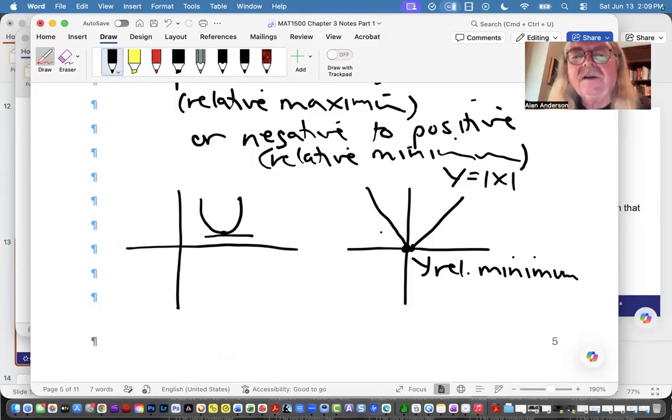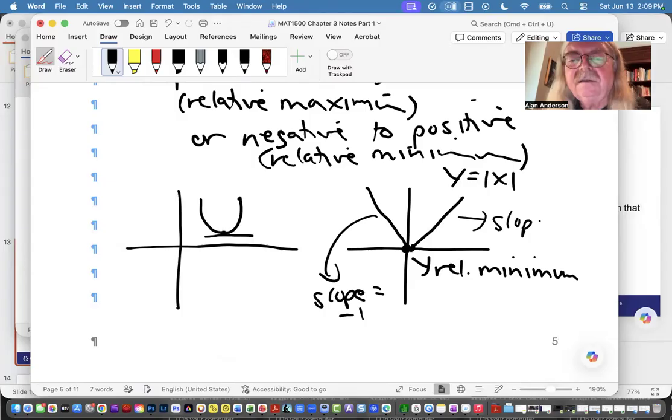In other words, over here, if you notice, the slope is -1. The slope here is +1. Whereas over here, the slope is negative, but it's getting progressively less negative. Here it hits 0, and then it's becoming progressively more positive. So, in other words, in spite of the way it looks, this still counts as a relative minimum.